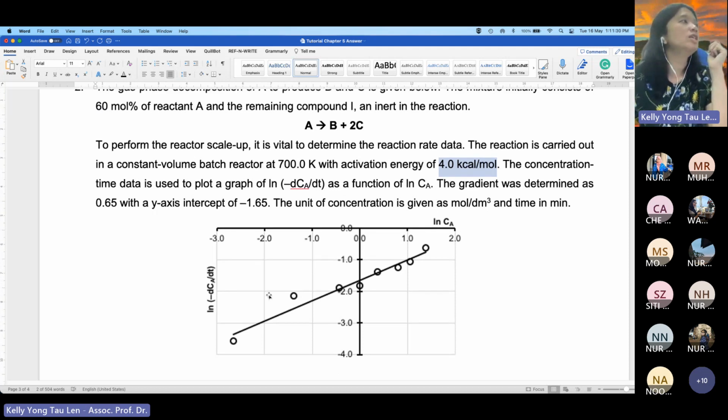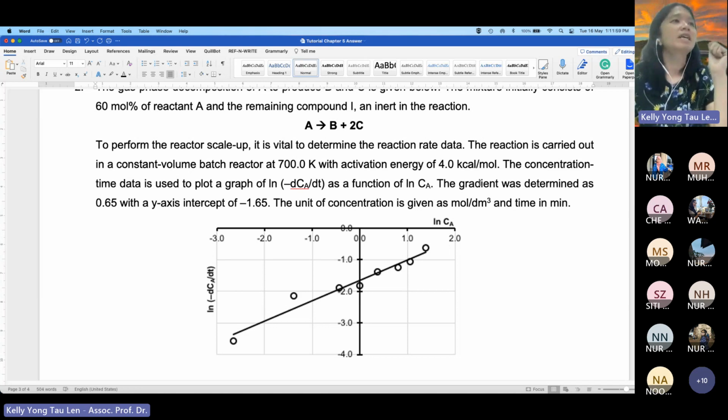The concentration time data is used to plot a graph of ln minus dCA per dt as a function of ln CA. So tengok sekarang graf kita dah berpaksikan benda yang lain. Tadi ln T half, ln CA0. Sekarang dia adalah ln minus dCA per dt and ln CA. So automatic dah bukan method half-life lah. Kalau tak ada data T half, bukan dah half-life method.